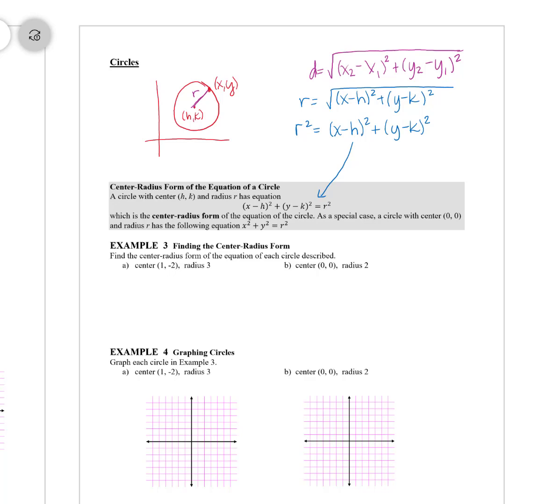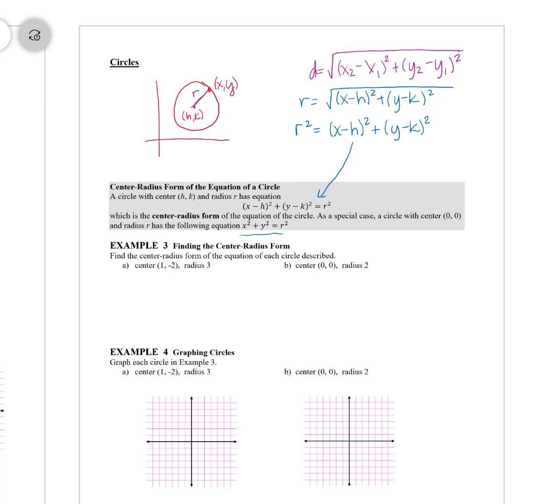Now do you see it? If the center is at (0, 0), h and k would be 0, and so then you could use this equation here. So let's try 2 examples. First, where we're finding the center radius form and then graphing them.